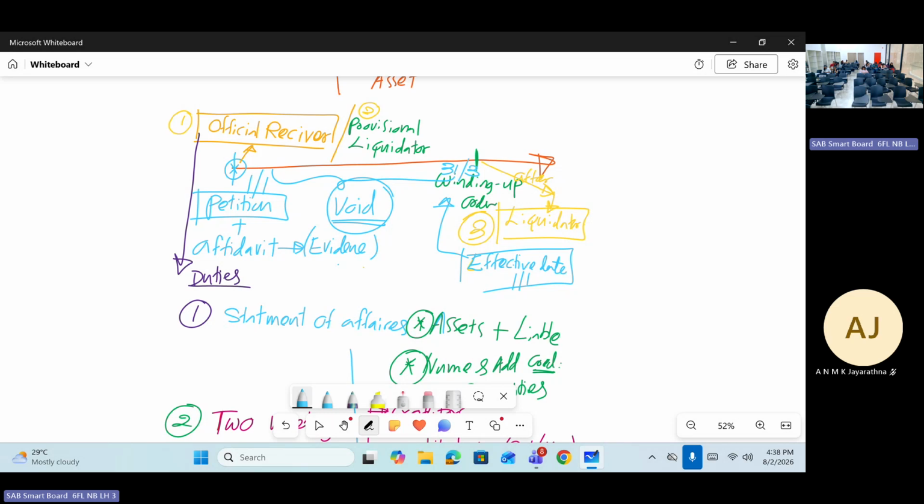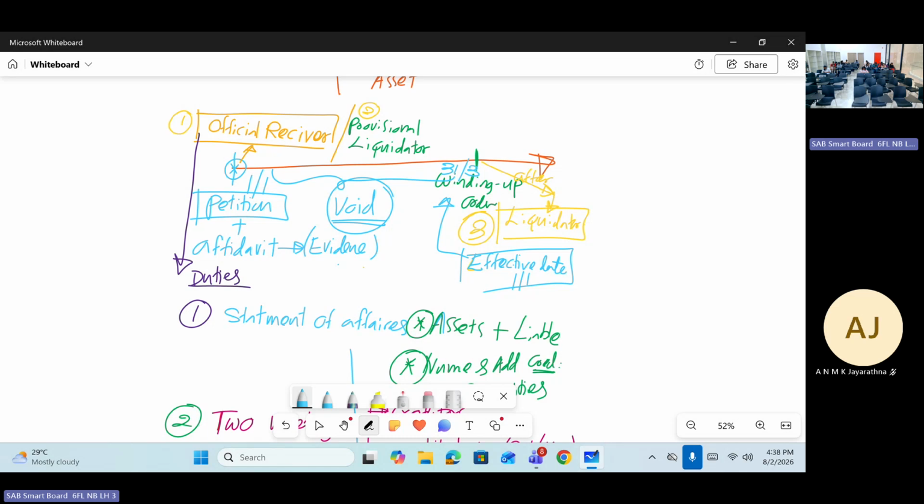After filing the petition, the court can appoint an independent party as the official receiver. The official receiver is an officer attached to the court. Then the same person will be appointed as the provisional liquidator. By virtue of his office, the official receiver is appointed as the provisional liquidator.